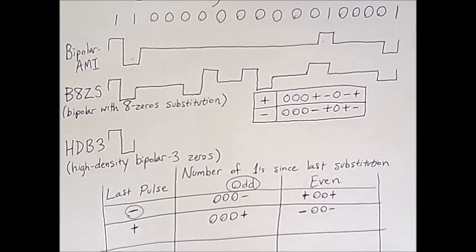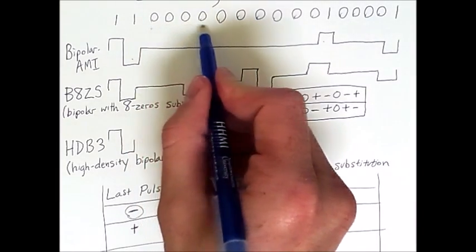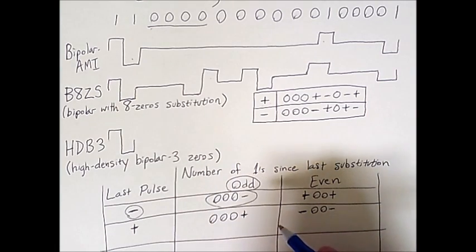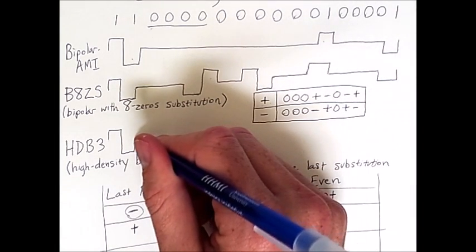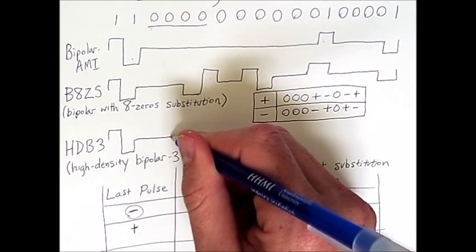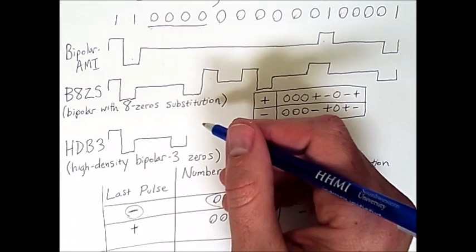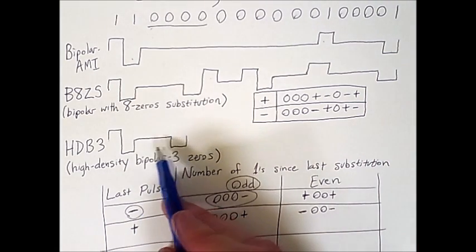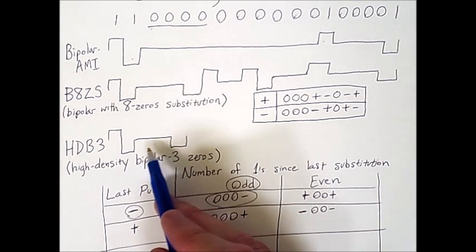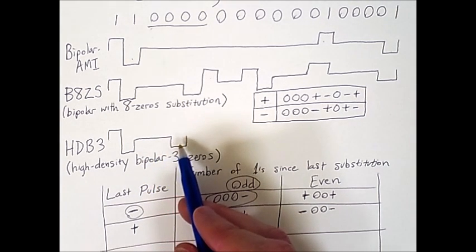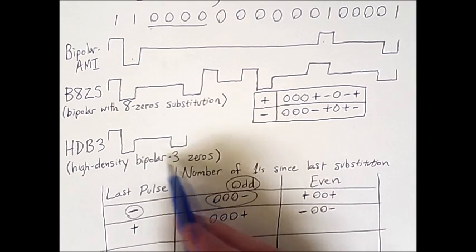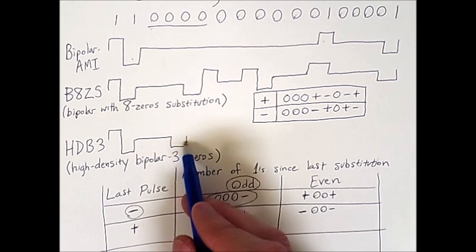That means that these 4 zeros get replaced with this substitution. So I will have 0, 0, 0, and then a negative voltage. Once again, I have a violation of the normal encoding rules for bipolar AMI. I have a negative followed by a negative. That means the receiver will notice the error, but because the error is in line with expectations, it will interpret this 0, 0, 0 minus sequence as being 4 zeros.